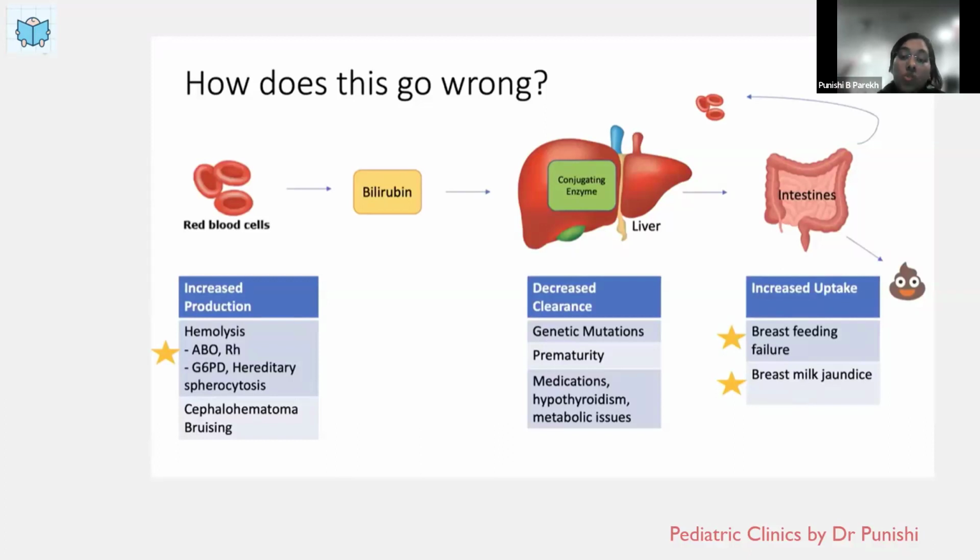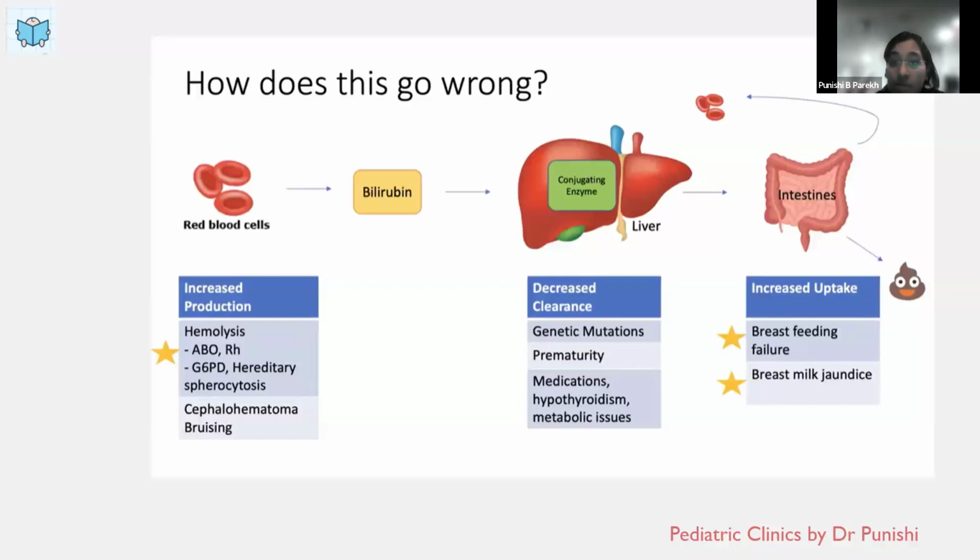Prematurity, like we saw, so preterm newborns have even more immature liver enzymes as compared to a term newborn. So prematurity again causes impaired conjugation because of inadequate and inefficient liver enzymes. And certain medications, hypothyroidism and metabolic causes like galactosemia, tyrosinemia, etc., also lead to impaired clearance, leading to accumulation of bilirubin and neonatal hyperbilirubinemia. The third thing is increased reuptake by the enterohepatic circulation.